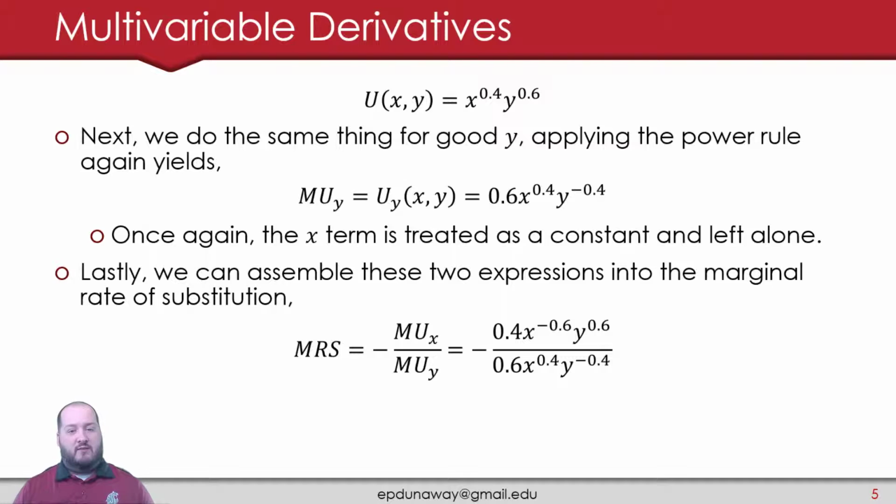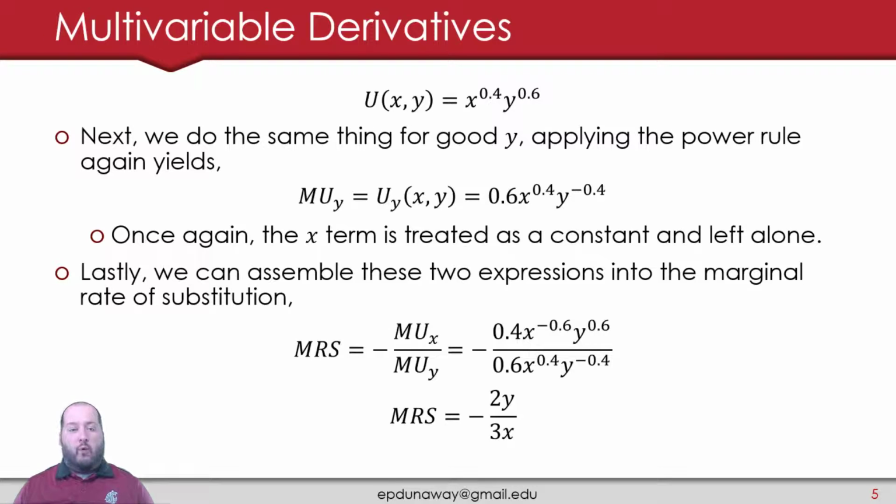All of that divided by 0.6 times x to the 0.4 power y to the negative 0.4 power. Now, we can use some math techniques, which we'll talk about later, to simplify this by quite a bit. We can combine exponents, and this actually equals negative 2y over 3x. So I'll show you how to do this much more simply in the next unit. We can basically combine the exponents.